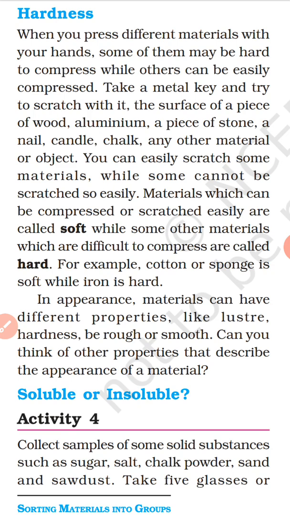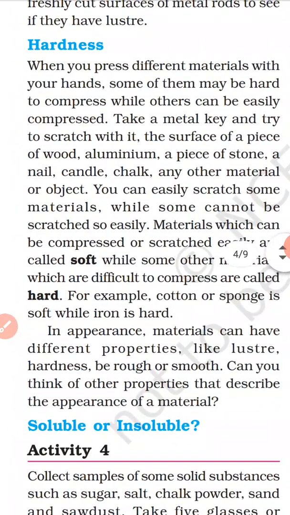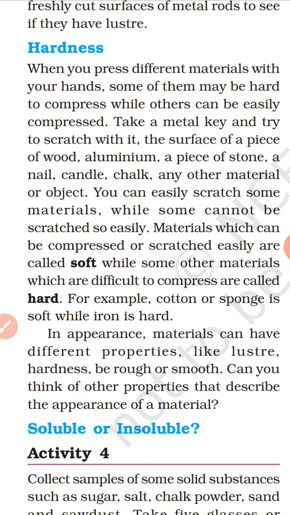Cotton or sponge is soft while iron is hard, students. Okay. In appearance materials can have different properties. Materials के बहुत सारे properties होते हैं जैसे luster, hardness, be rough और smooth. Can you think of other properties that describe the appearance of a material? आप ये बता सकते हो कि कोई other properties जो appearance को describe कर सके students?